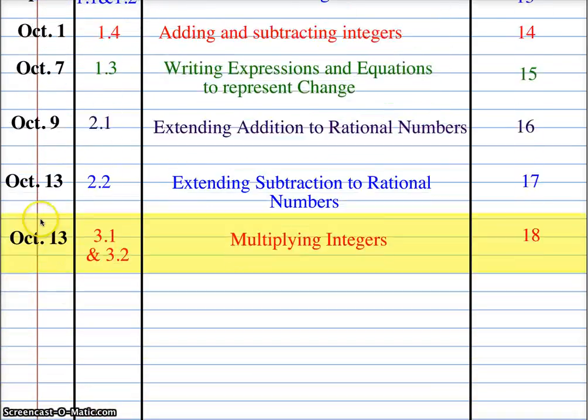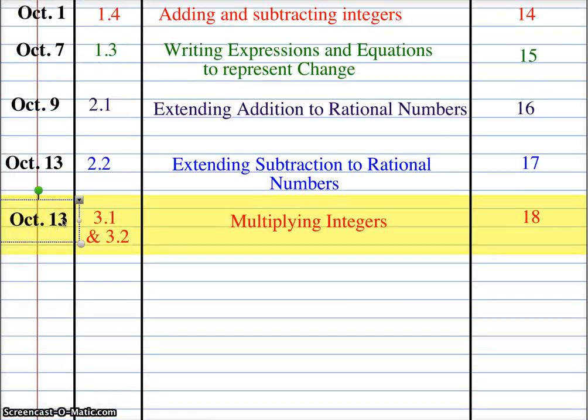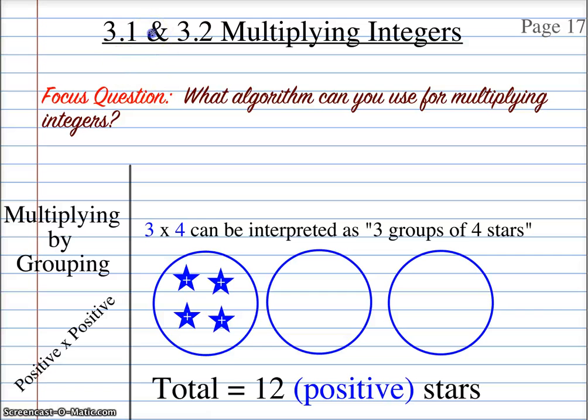Cool. Today is not the 13th, today is the 15th. And your new lesson is multiplying integers, page 18, 3.1 and 3.2. Okay, so today 3.1, 3.2, page, I believe, 18.